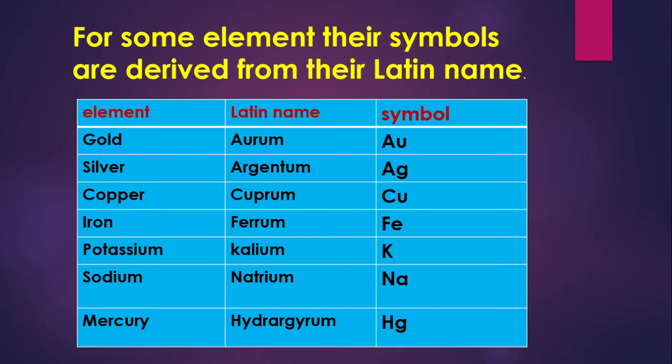For some elements, their symbols are derived from their Latin names. Element, Latin name, symbol. Gold, aurum, Au. Silver, Latin name argentum, symbol Ag. Copper, cuprum, Cu. Iron, ferrum, Fe. Potassium, kalium, K. Sodium, natrium, Na. Mercury, hydrargyrum, Hg.